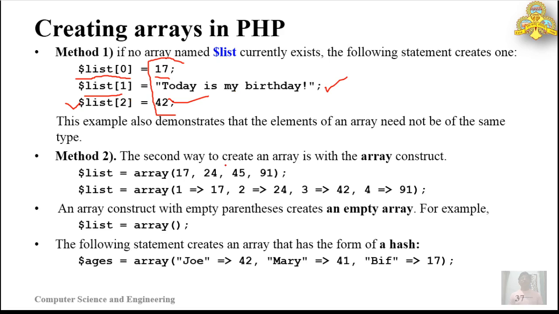In most cases in PHP, we will use the array function. It's a built-in function in PHP which is used to create arrays. Here is one example. I'm creating an array of values, and $list is an array and it contains 4 elements. The 0th element is 17, the 1st element is 24, the 2nd element is 45, and the 3rd element is 91. That is, 0-based array indexing is also used in PHP. So the array function can be used to create such an array.